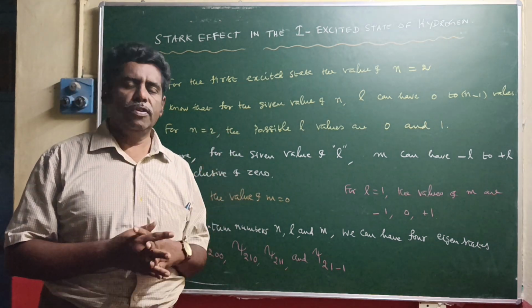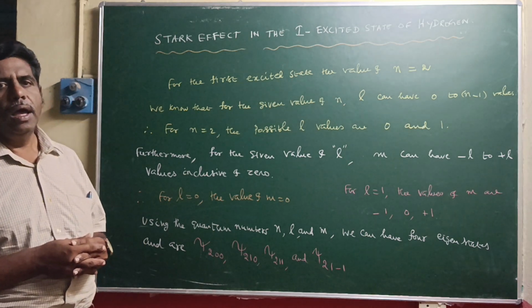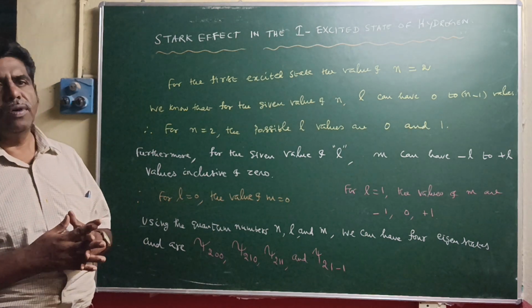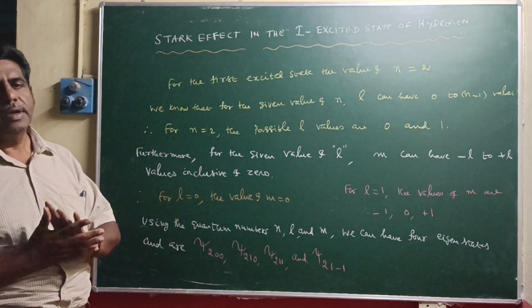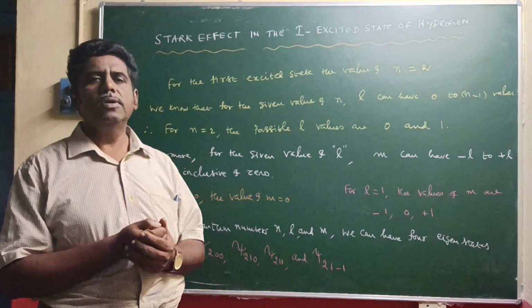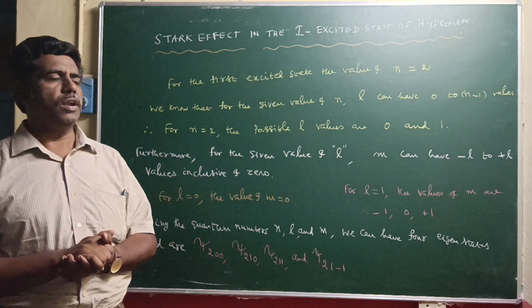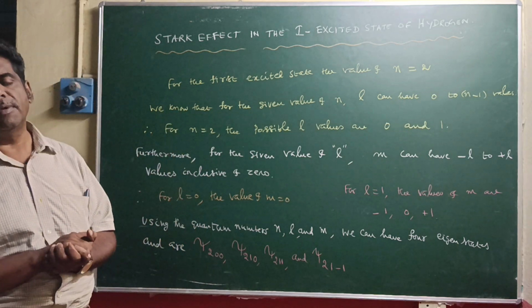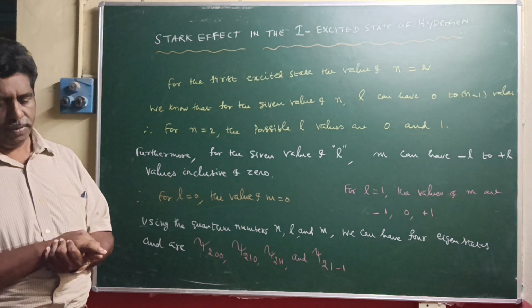Suppose the value of n is known to you. The possible values of the orbital angular momentum quantum number L are given by the formula 0 to n minus 1. Here n is equal to 2. Therefore, the possible values of L are 0 and 1.